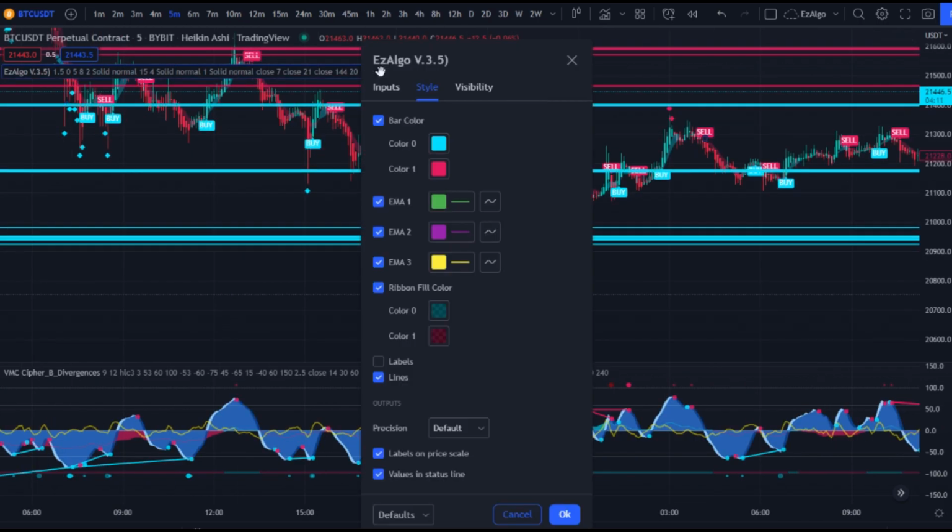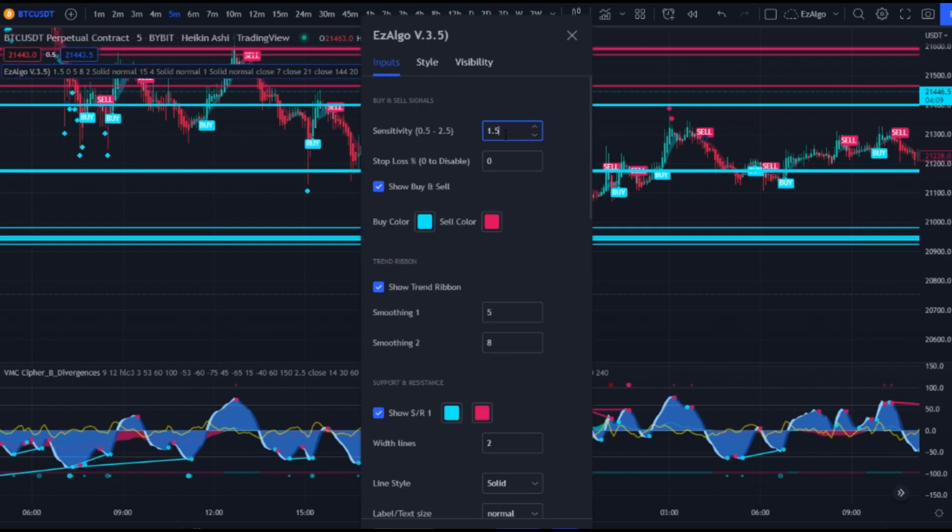And the sensitivity on EzAlgo is 1.5. I'm going to actually change this to 1.2. The reason I'm using 1.2 is because there are going to be more buy and sell signals, more frequent buy and sell signals, which is very important if you're on a lower time frame. So we're going to keep that at 1.2.